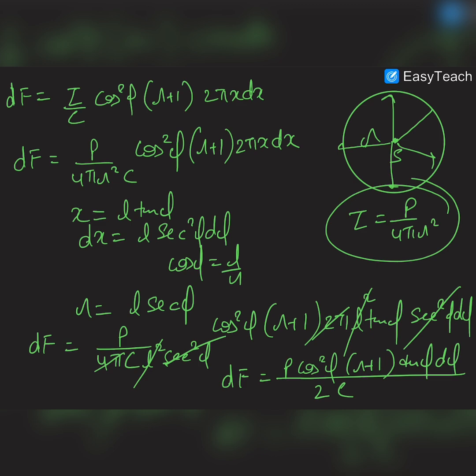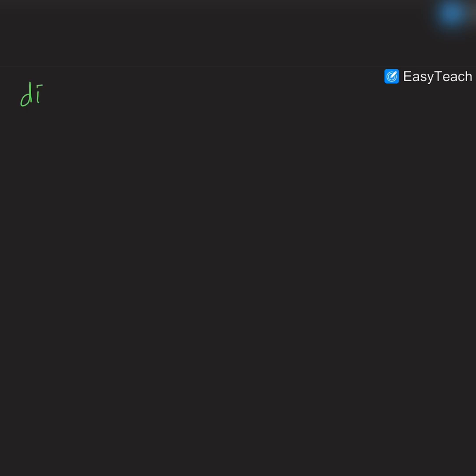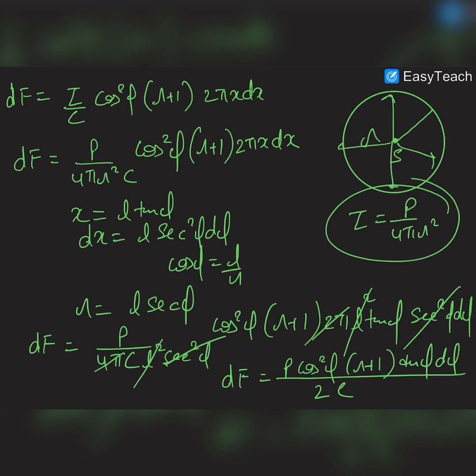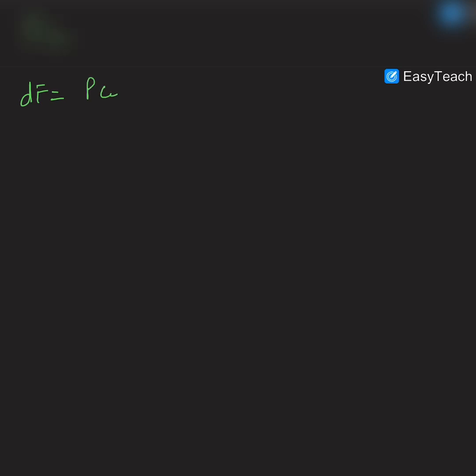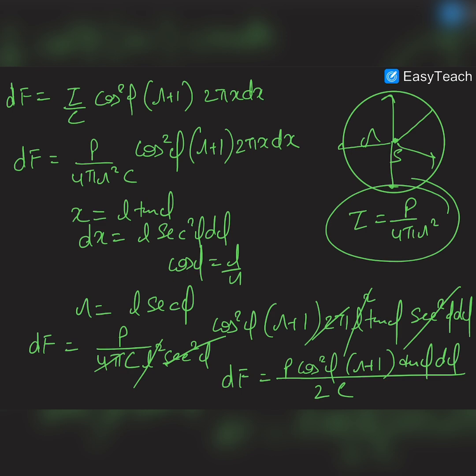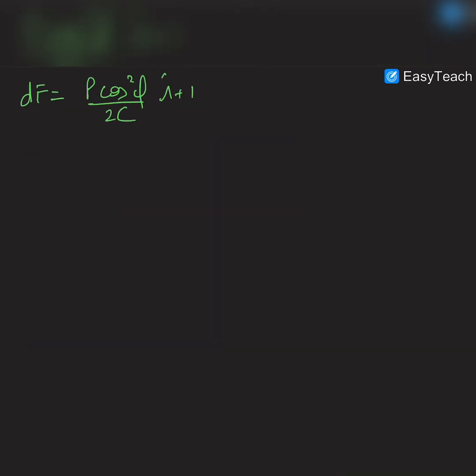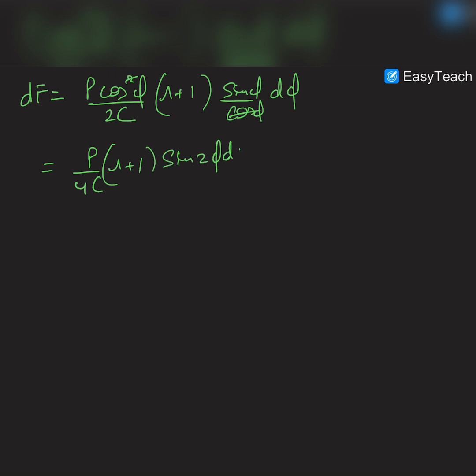Now let us write it down again. df is equal to P cos square phi by 2c into r plus 1 tan phi d phi, and tan phi can be written as sin phi divided by cos phi, and this is d phi. So cancelling this, it can be written as P by 4c r plus 1 into sin 2 phi d phi. What I have done is I have multiplied and divided by 2, and I have written 2 sin phi cos phi as sin 2 phi.